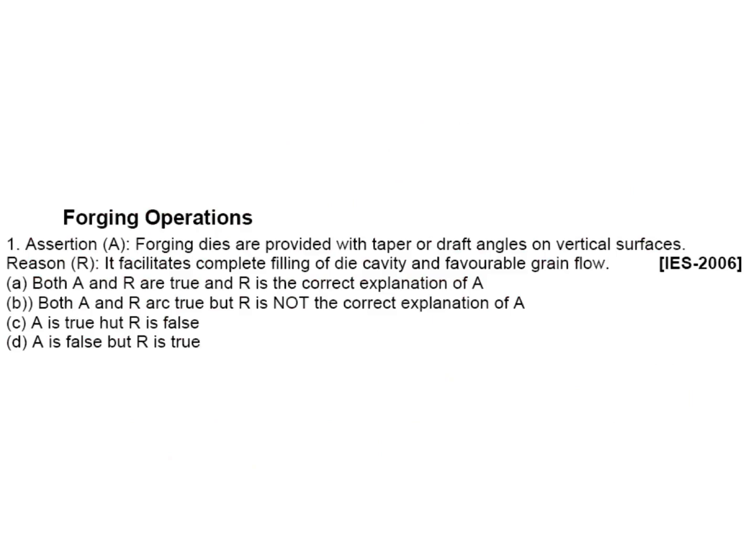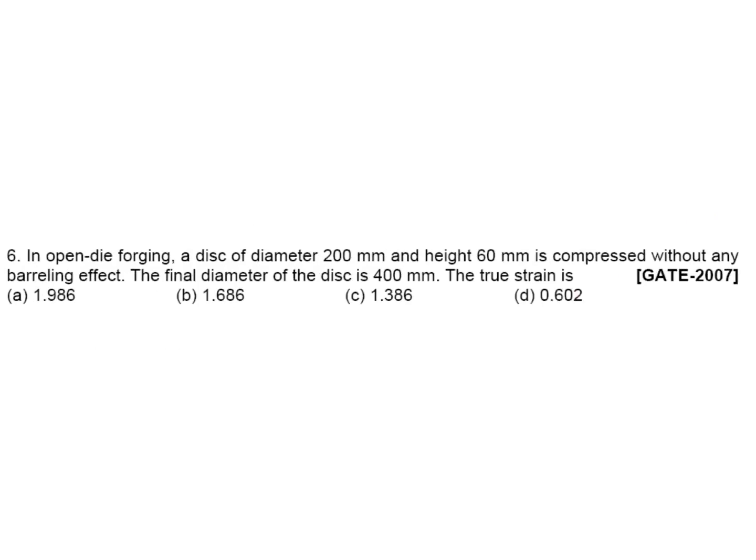Question: Assertion A: Forging dies are provided with taper or draft angles on vertical surfaces. Reason R: It facilitates complete filling of die cavity and favorable grain flow. No, it's not for complete filling and favorable grain flow. So this is a false statement. A is true, R is false. C is our answer. This is a GATE question. In ISRO also they may ask this type of questions, but they won't provide you a calculator.